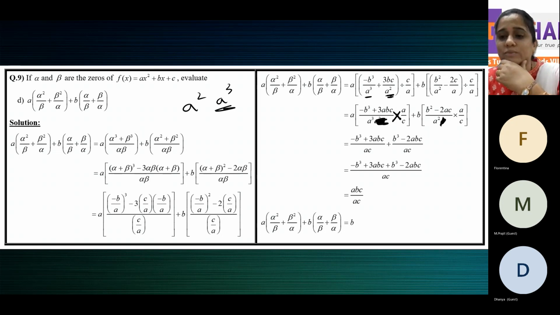And here A square is the LCM. So B square as it is, minus this is into A. A into A is A square. So that into A here. So minus 2AC. Division becomes multiplication. C by A is A by C.